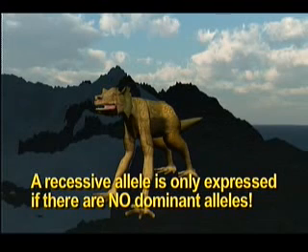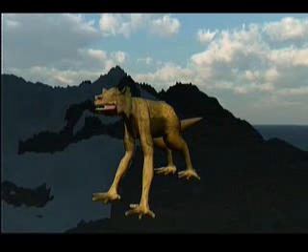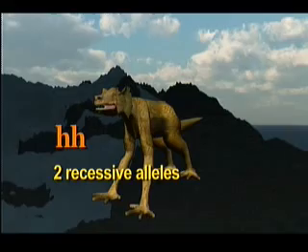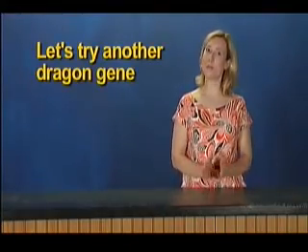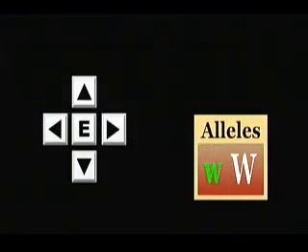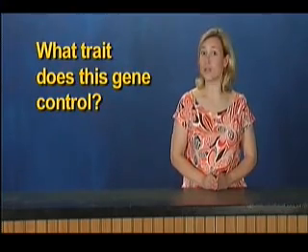That is why the only combination that gave a dragon with no horns was 2 lowercase h's, or 2 recessive alleles. Now that you know how alleles work, let's experiment with another dragon gene. Use the remote to select any allele and then use the Enter button to change the allele from dominant to recessive and back. See if you can figure out what trait the gene controls, and be ready to answer some questions when you are finished.